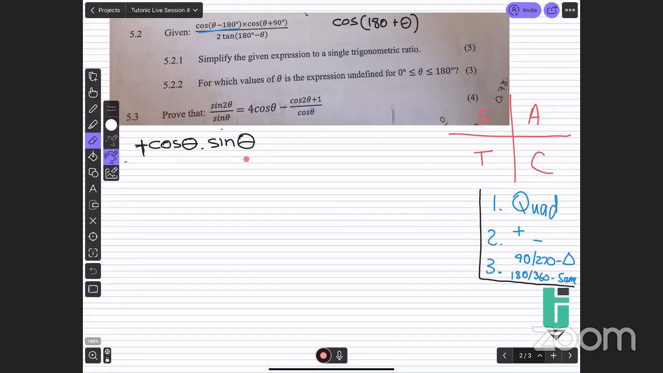Second quadrant, it's negative, and I think it stays the same. So it's negative tan theta, but it's 2, right? So it's negative 2 tan theta. All right. Okay. Now, Nafisa, do you have any ideas of how you could simplify this?